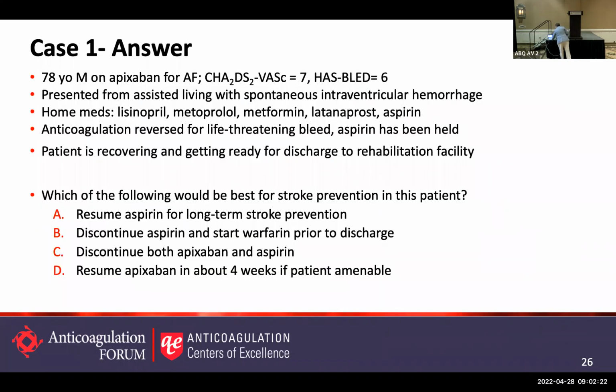All right, so we already talked about the answer here. I just want to make sure we emphasize why the other answers are wrong. Aspirin, no aspirin monotherapy for long-term stroke prevention. We wouldn't stop aspirin and then start warfarin, because he wouldn't be easy to manage on warfarin, and warfarin has a worse safety profile than a DOAC. So if we were going to resume, we would choose a DOAC, and we definitely wouldn't want to send them out with C, which is nothing. Okay.